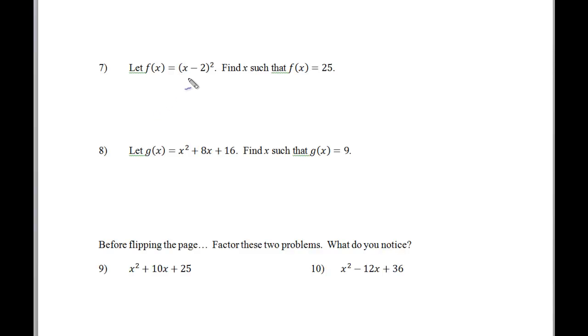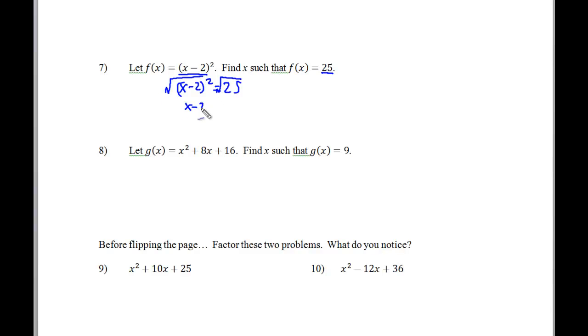So here we have x minus 2 quantity squared, such that f of x equals 25. So this is another example of the transitive property. If f of x is equal to this, and f of x is equal to this, then this underlined in blue is equal to this underlined in blue. So that is going to be my setup. And you can see from the previous problems we've done, this is not too far different from what we have been doing. We're going to take the square root of both sides.